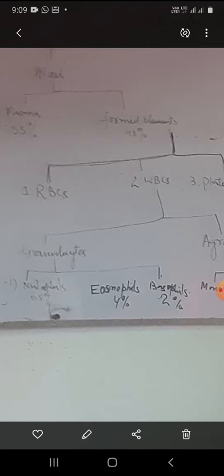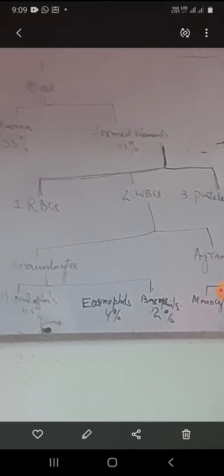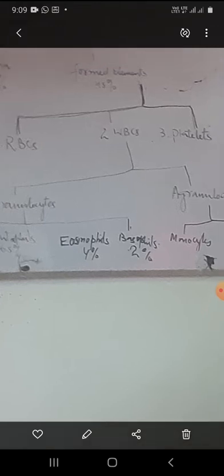The plasma is made of water. It consists of water, waste substances, gases such as carbon dioxide, and it also contains antibodies and different types of proteins. Food is also present in the plasma. While the formed elements, that form 45%, are further divided into RBCs, WBCs, and platelets. They are of three types.